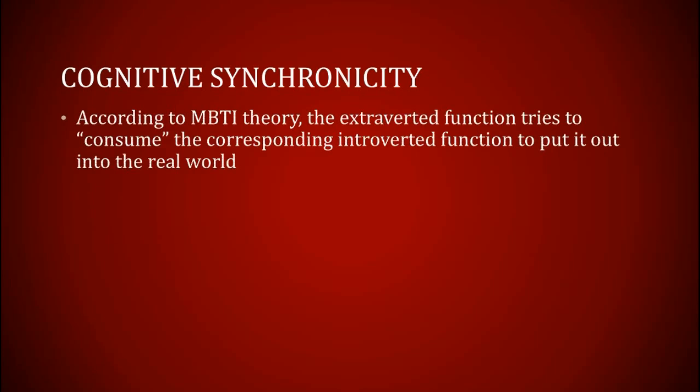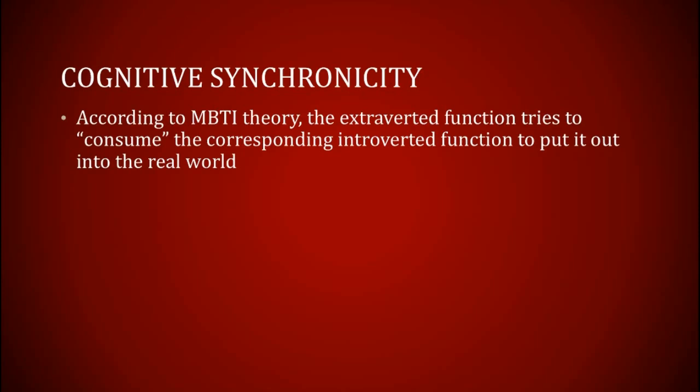Alright, so my first topic here, this is really the basis of how to attract anyone, knowing their MBTI type, and that is cognitive synchronicity. So according to the theory, the extroverted function tries to consume the corresponding introverted function to put it into the real world. So for example, INTPs with Ti hero, Te users or high Te users are going to try to consume that Ti to put it into the world, to make it an extroverted thing.